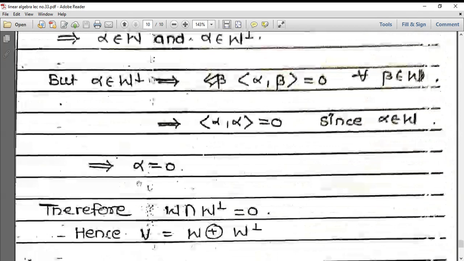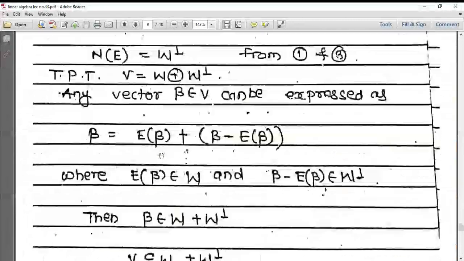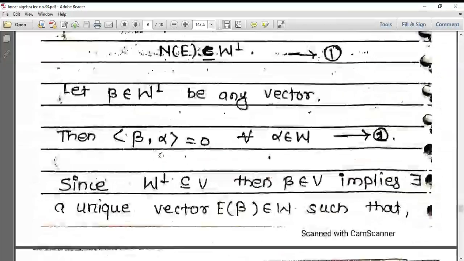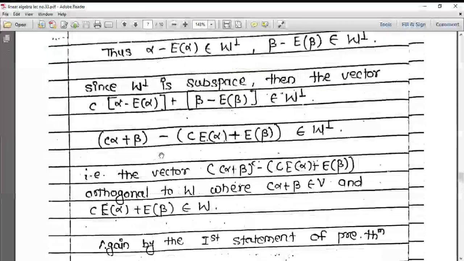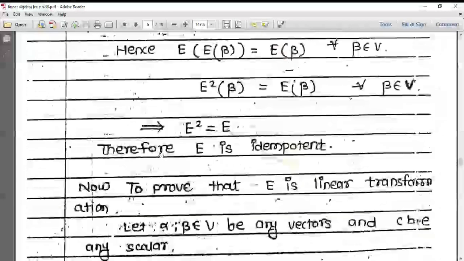In today's lecture, we saw what the orthogonal complement is and some theorems on this. In the next lecture, we will continue.